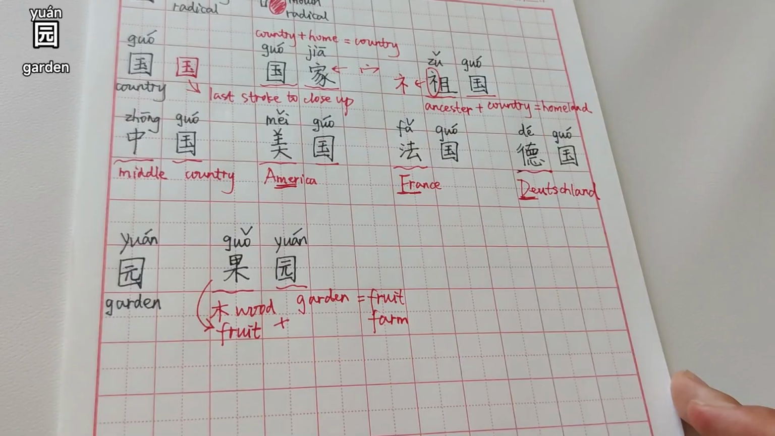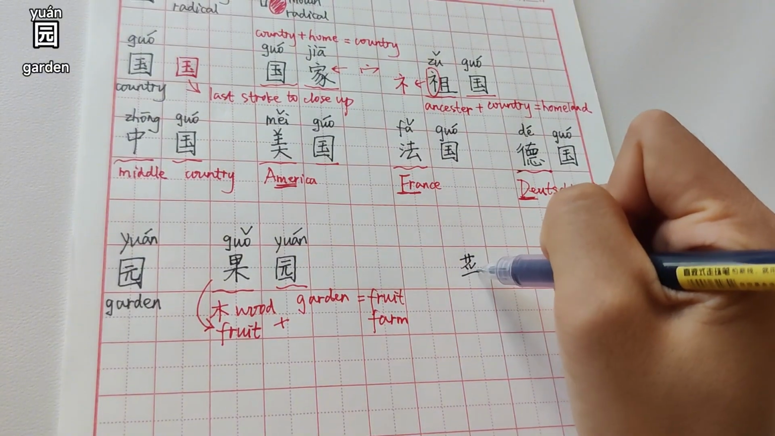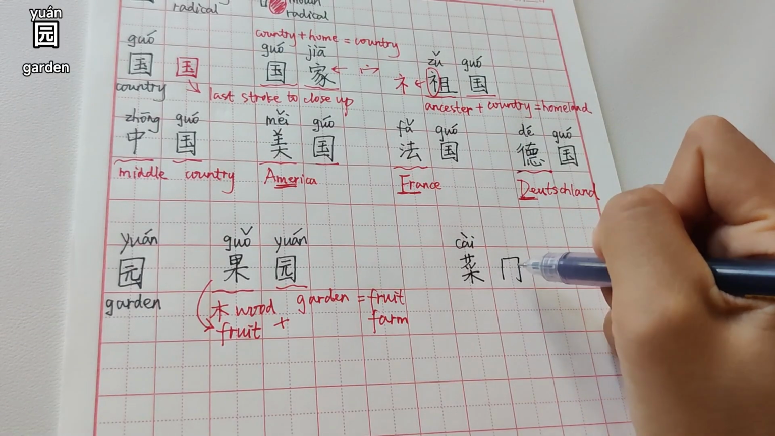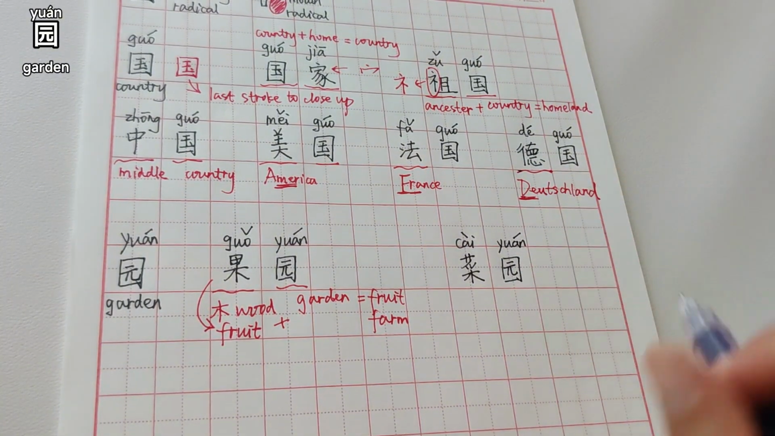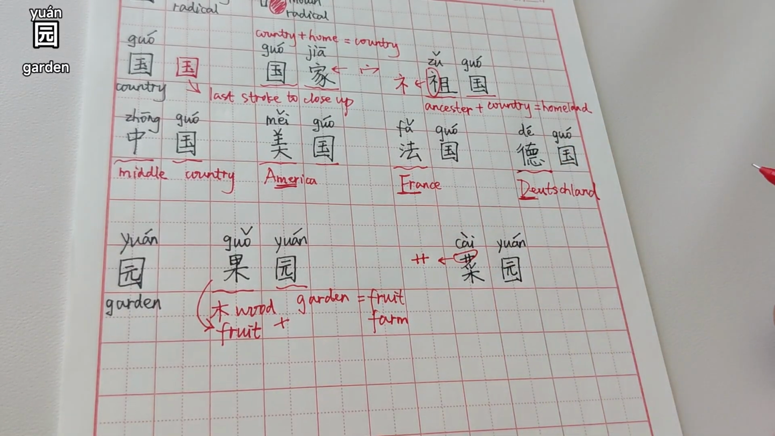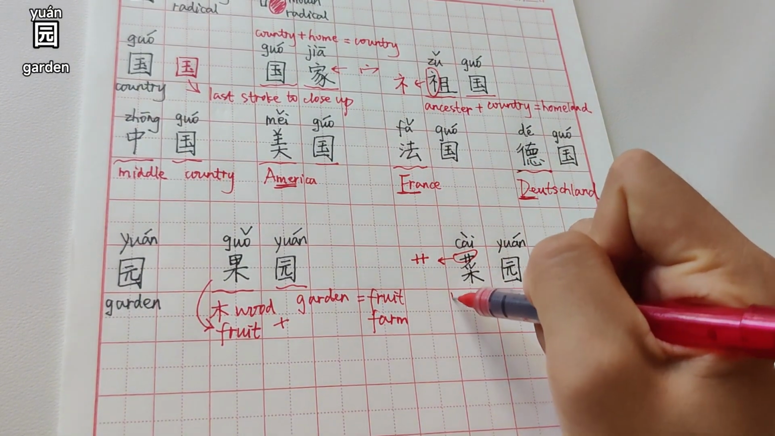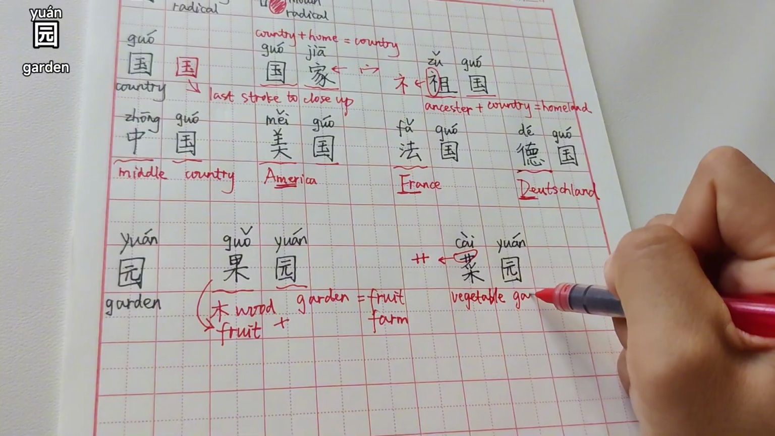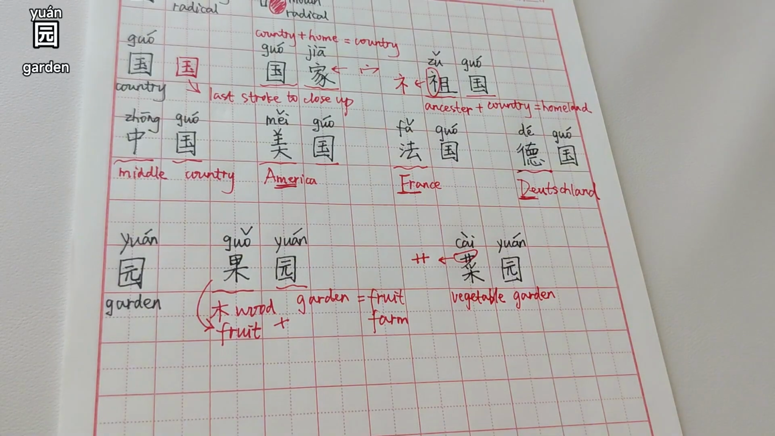And the next one, quite similar, 菜园. We can see on top of 菜, this is a grass radical. And 菜 is vegetable. 园 is garden. So 菜园 is vegetable garden, vegetable farm. Very easy.